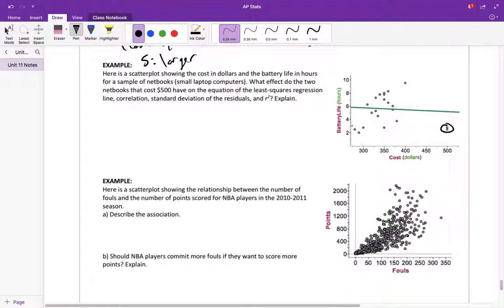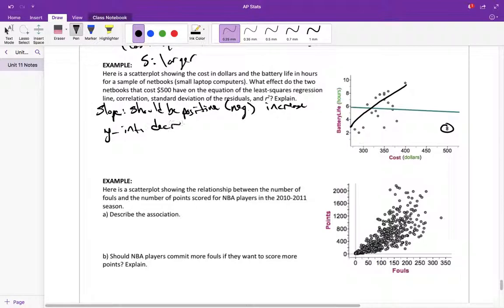Keep in mind if those were not in there, you'd probably have a regression line that would look something more like this. So as far as your slope, it should be positive, but because of those two values, it is currently negative. So your slope would increase if we were to remove those two outliers. As far as your y-intercept, as you can tell, the y-intercept would definitely decrease in value based on that new line that we've drawn in there.